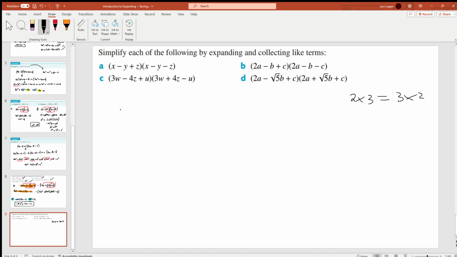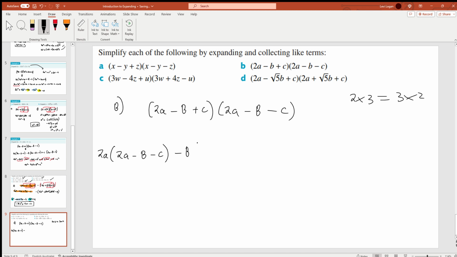Right, let's take a look at B. So B is going to be 2a minus b plus c multiplied by 2a minus b minus c. So, going to pretty much do the exact same thing we did with question A. We'll just take our time with it. So it's going to be 2a times by all this. So 2a minus b minus c, minus b multiplied by all this. So 2a minus b minus c, and that's going to be positive c times by all this. So 2a minus b minus c.